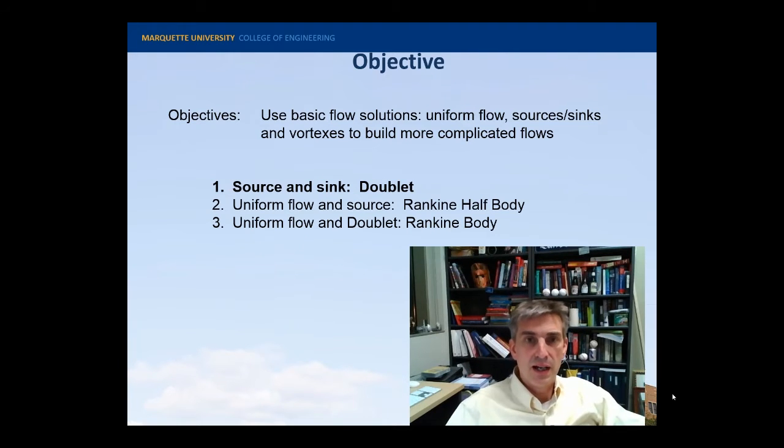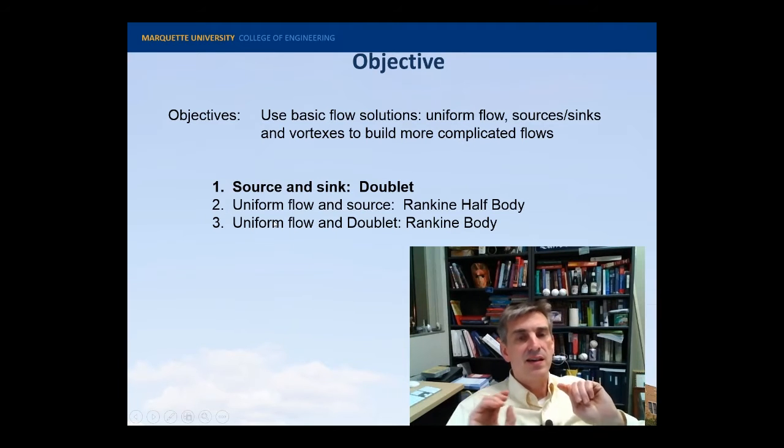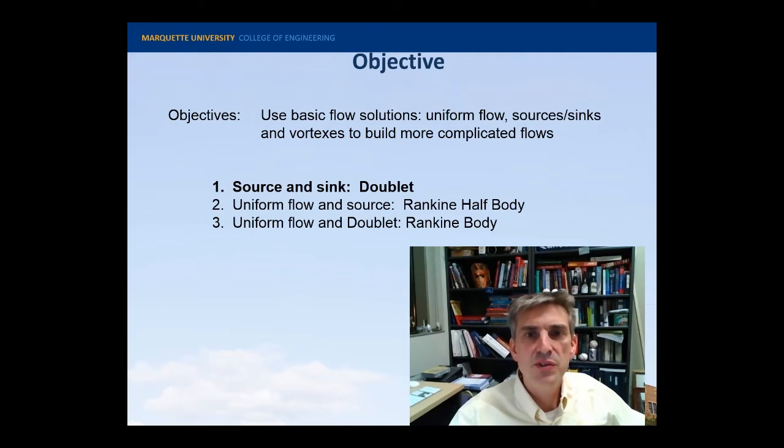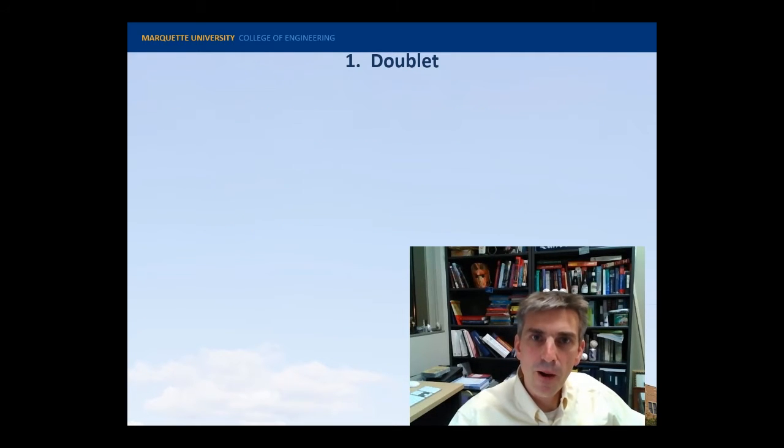So the doublet, as mentioned here, is the combination of a source and a sink. And the Rankine half body, which I've showed you before, is the combination of a uniform flow and a source. And then the Rankine body, or flow around a circular cylinder, is the combination of the uniform flow and the doublet. So we need the doublet in order to derive this Rankine body. All right, so what's a doublet?